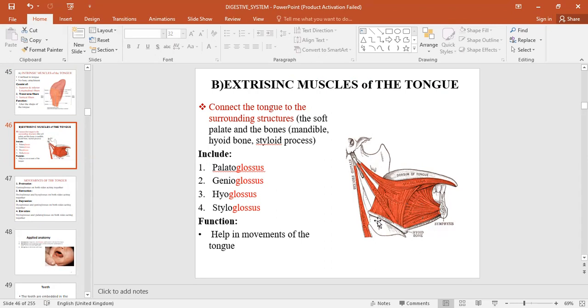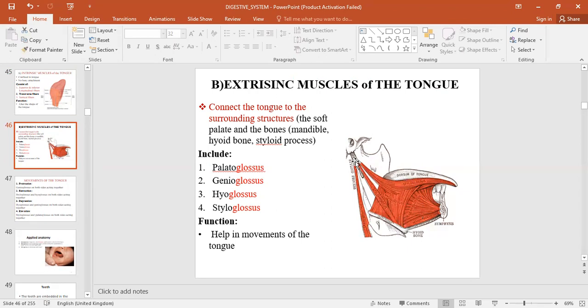Then we have hyoglossus. There's a hyoid bone, which is found superior to the larynx. This is the larynx. That is the hyoid bone. So there's this muscle here, starting from the hyoid bone to go into the tongue. So we call this muscle hyoglossus muscle.